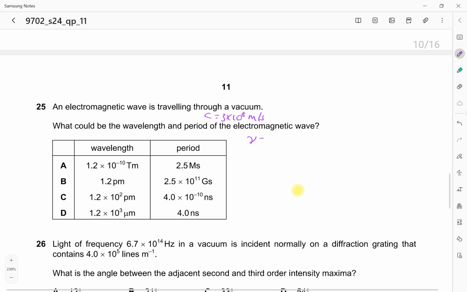Remember, the speed v is equal to lambda times f. This is the same as v equals lambda over T, so lambda divided by T should give us the speed of light. So I will just check these values.